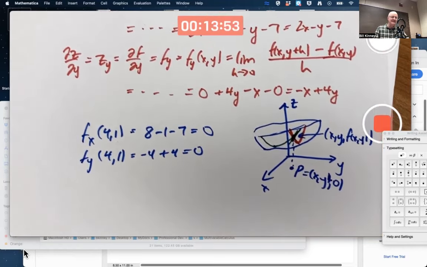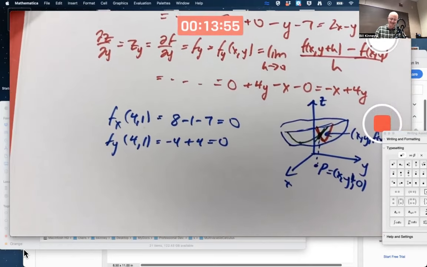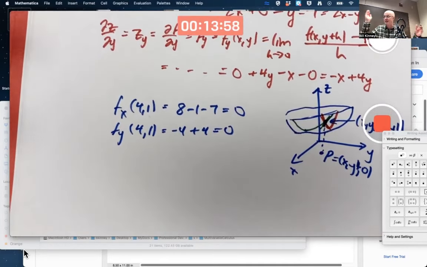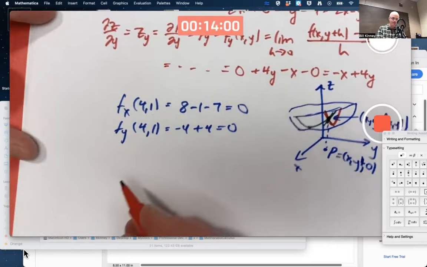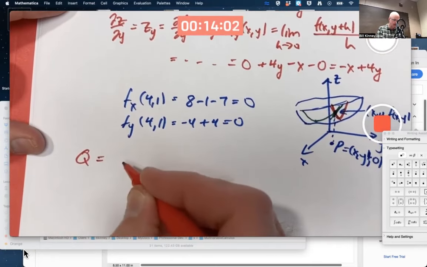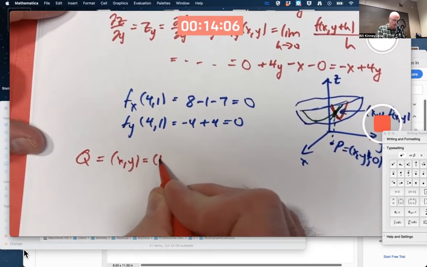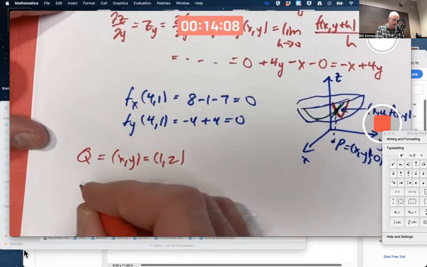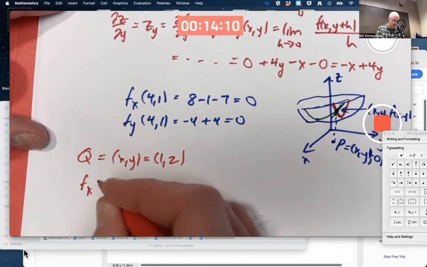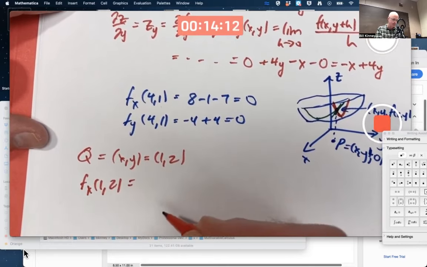Let's also evaluate this at some other point, so we get something more interesting, for example, to do a linear approximation. Let's pick some other point Q to be, how about (x, y) equals (1, 2). Let's just see what the partial derivatives are there. Fx(1, 2).